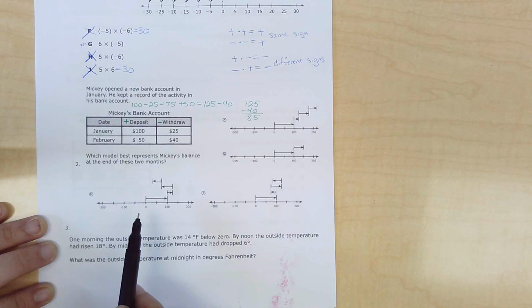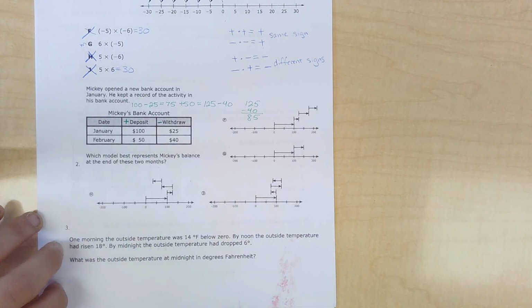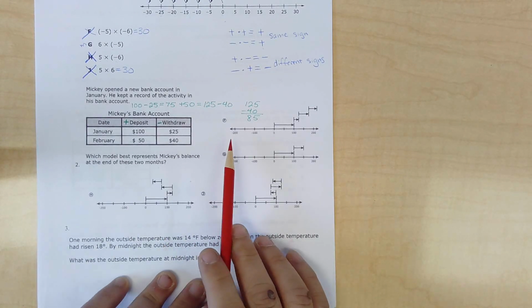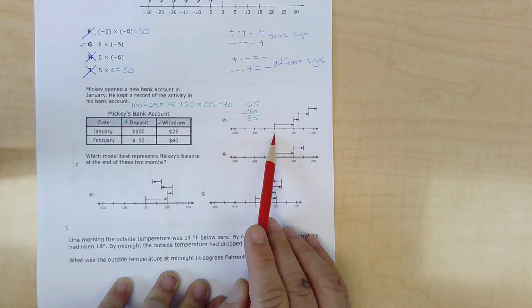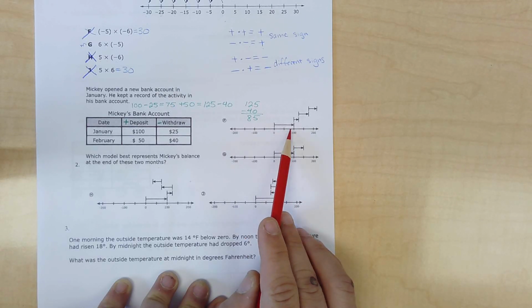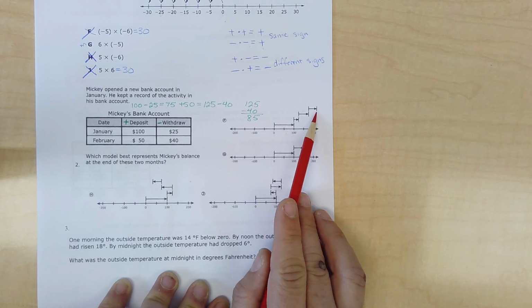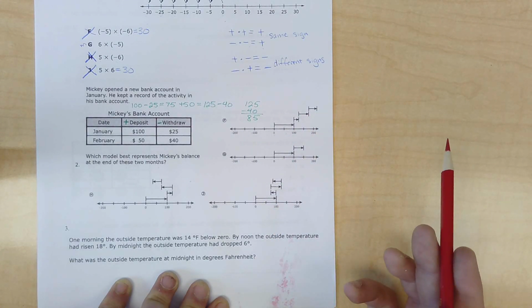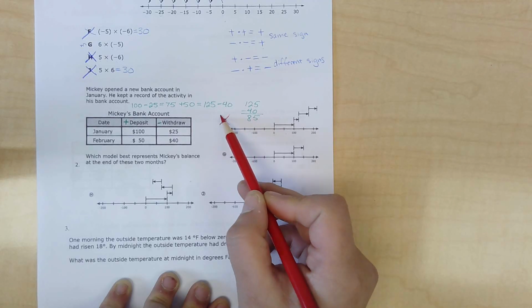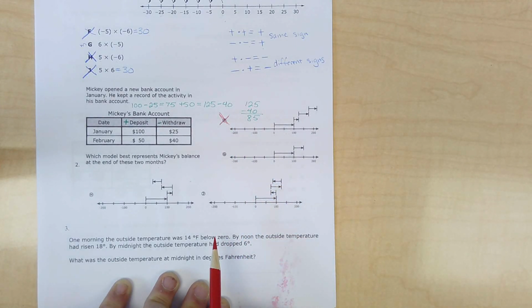But they're asking which model best represents. And so we need to figure out which one makes the most sense. If I look at F, just because it's right by where we left off, I can see that here at 0, we deposited, we added $100, but then we withdrew 25. That means we should have gone back. But here, it has us going forward and forward and forward and forward, indicating that all we did was add. But he did more than just deposit, he also withdrew. Therefore, F cannot work. It's just wrong.